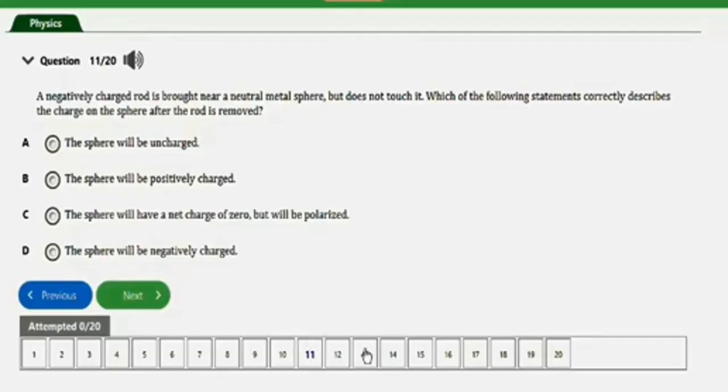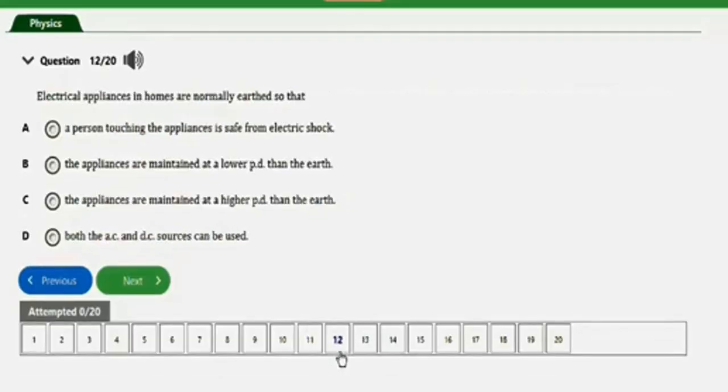Okay, the next quick question says electrical appliances in homes are normally earthed so that, I think I answered this question before, but let's see the options. A, a person touching the appliances is safe from electric shock. That's the answer, guys. Option A. Option B says the appliances are maintained at a lower potential difference than the earth. No. The appliances are maintained at a higher potential difference than the earth. No. Both the AC and DC sources can be used. No. It is option A, to prevent electric shock or to make the person touching the appliances safe from electric shock. That's the right option, option A.